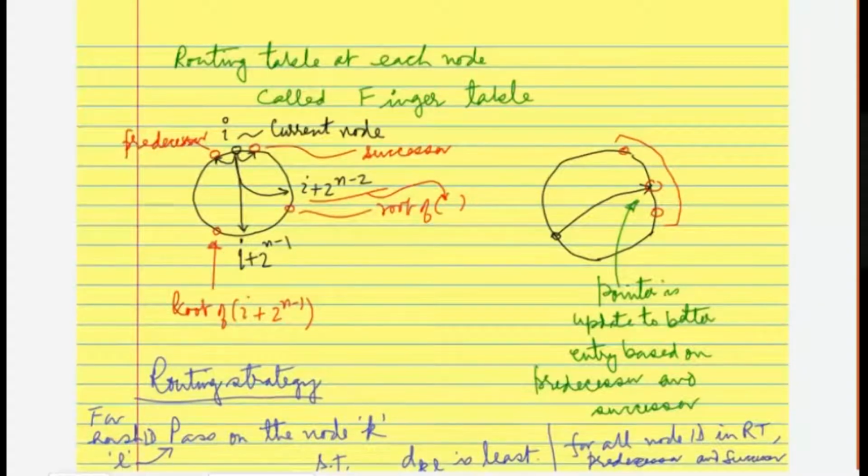For hash ID L, which is the hash ID you want to find, there are many nodes present. For example, this node I contains these 3 nodes. It will choose a node from those listed in my finger table such that the distance from that node to the hash ID is minimum. For example, suppose the hash ID is at this position.